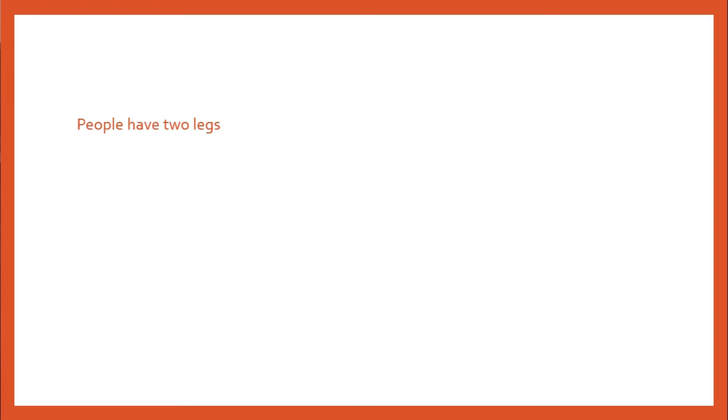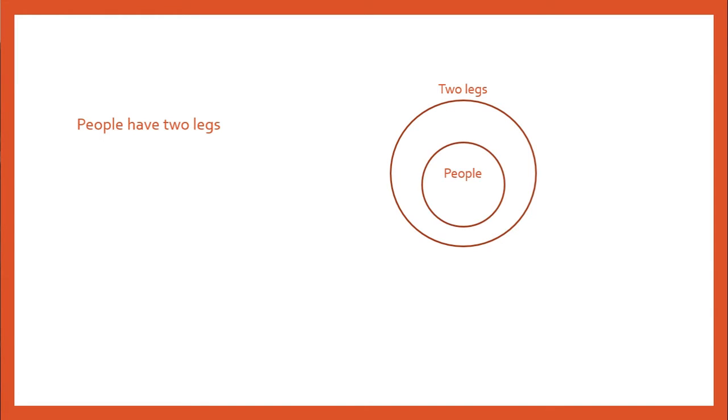Next, people have two legs. So here our largest circle is going to be two legs, and then our smaller circle is going to be people. Again, people has to be completely inside the circle labeled two legs, indicating that all people have two legs. Then our next statement, Paul has two legs. So we need an X representing Paul, and the X representing Paul needs to be inside the circle labeled two legs.